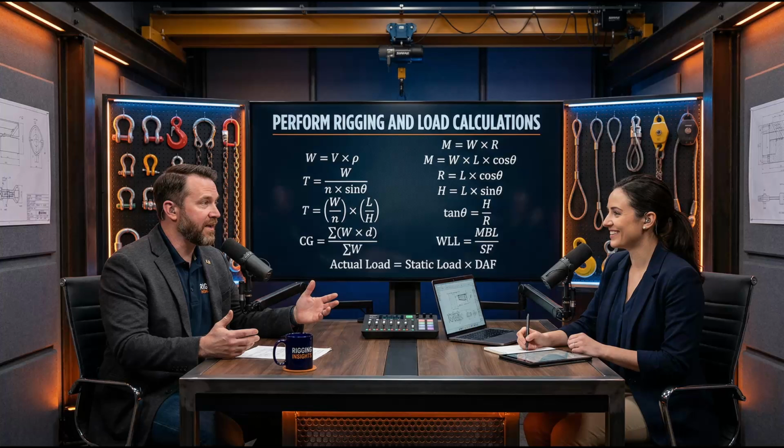Today we are taking a massive stack of sources. We've got the ASP examination blueprints, the Bechtel rigging handbook, OSHA construction safety regulations, and some incredibly detailed engineering calculation notes. And we are unpacking ASP 11 Domain 1 Topic 2, which is a heavy one, pun intended. Definitely. It covers rigging and load calculations.